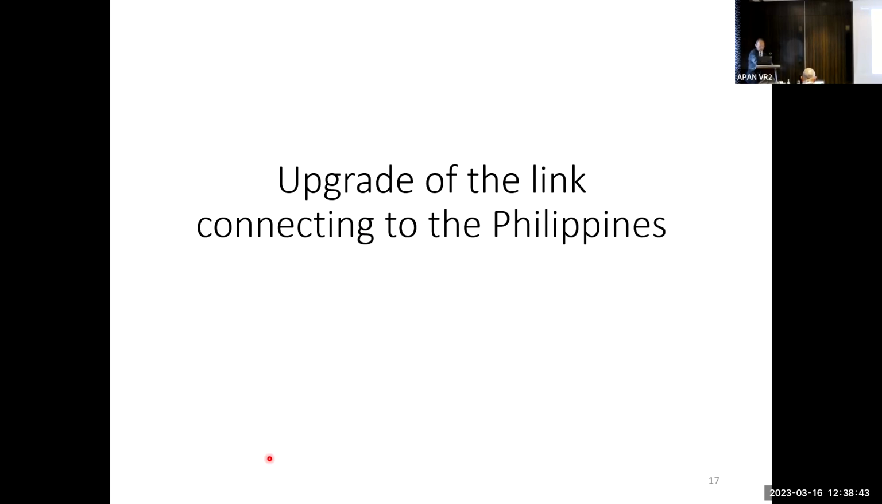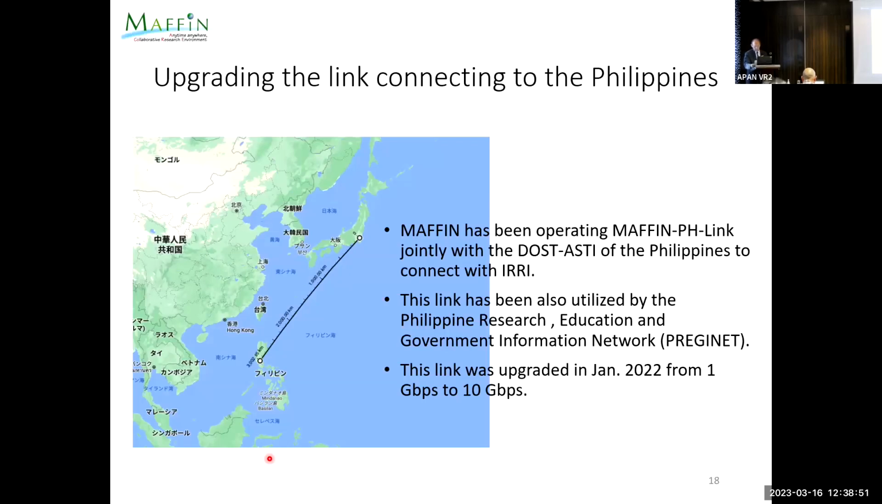Now, I'd like to talk about the upgrade of the link connecting to the Philippines. MAFFIN has been operating the MAFFIN PH link jointly with DOST-ASTI. This link has also been utilized by PREGINET. This link was upgraded in January 2022 from 1 Gbps to 10 Gbps.